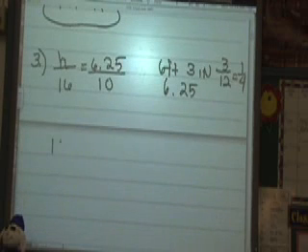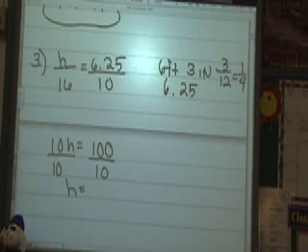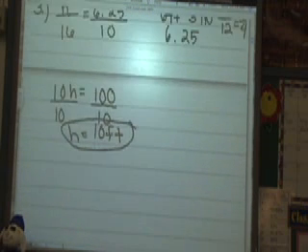10h is equal to... And everybody do it and check, please. 100. Okay. And I remember it from the last class, that is right. And then do what to find the height of the stop sign? Divide by 10. So how tall is that stop sign? 10 feet. Good.